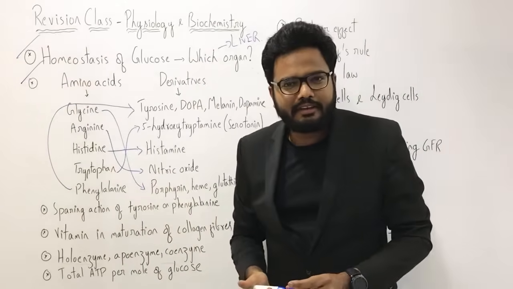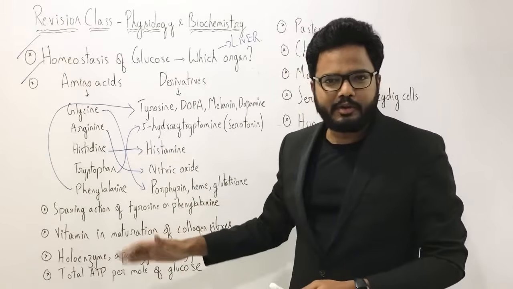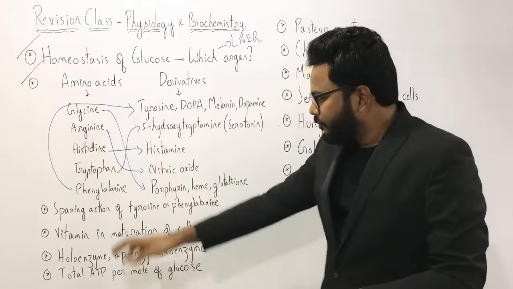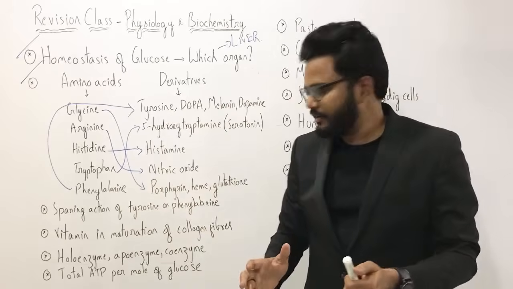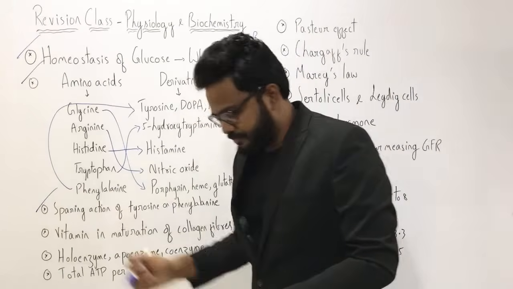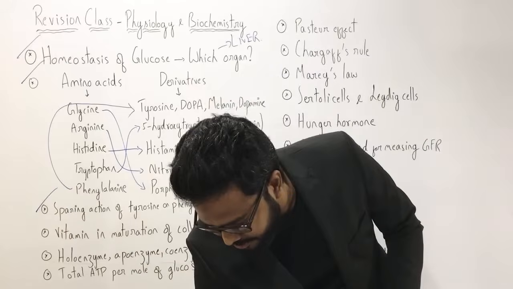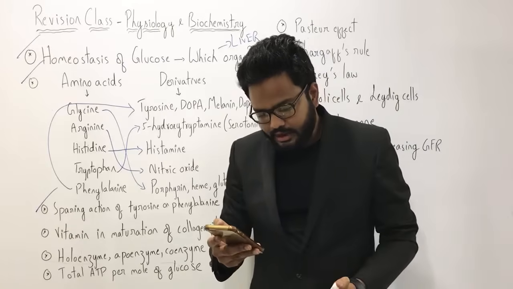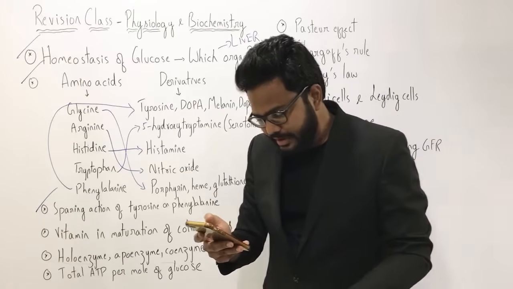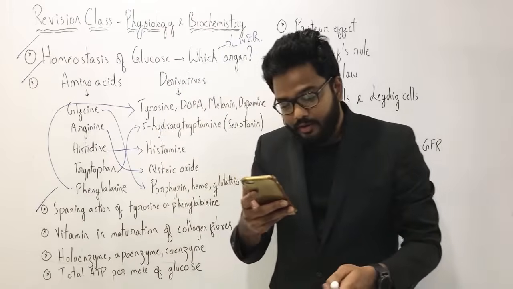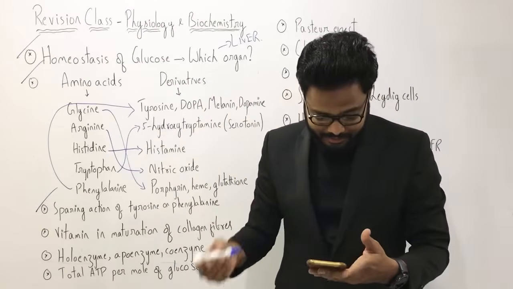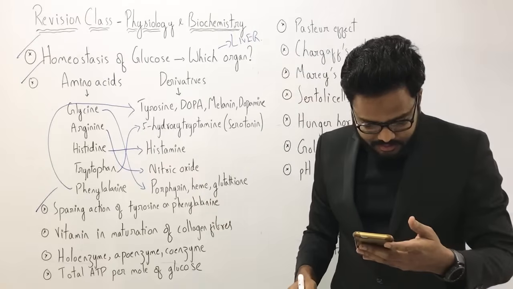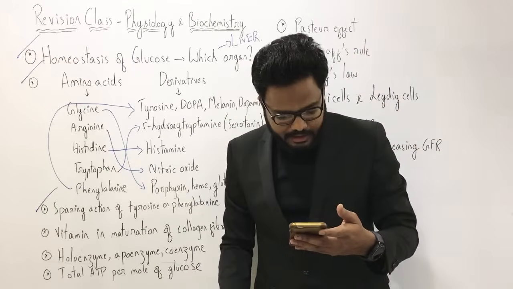What do you mean by sparing action of tyrosine on phenylalanine? Because in the previous question you have seen that tyrosine is one of the derivatives of phenylalanine. What do you mean by sparing action of tyrosine on phenylalanine? Very good, Tanya. So Tanya says when tyrosine is consumed in diet, there is no need of conversion of phenylalanine into tyrosine. Yes. So Kashish says on consuming tyrosine in diet, phenylalanine is not required.